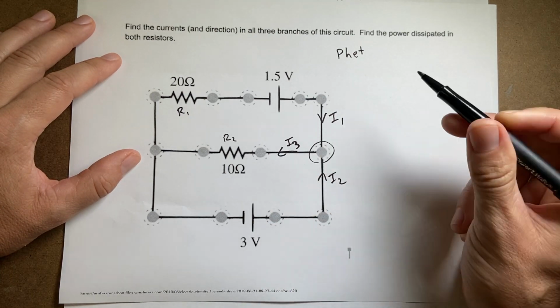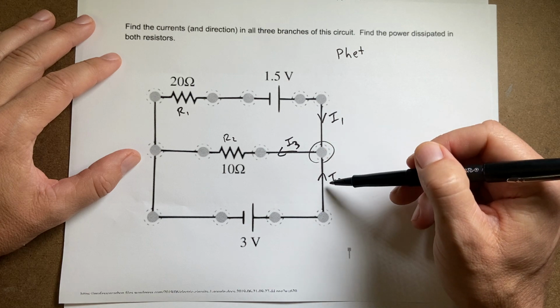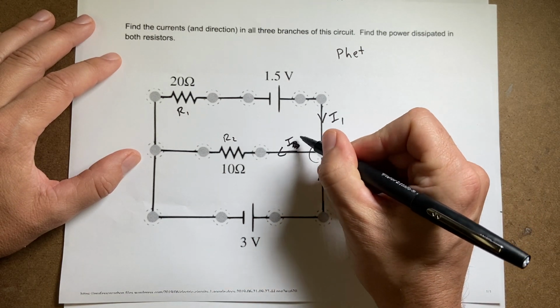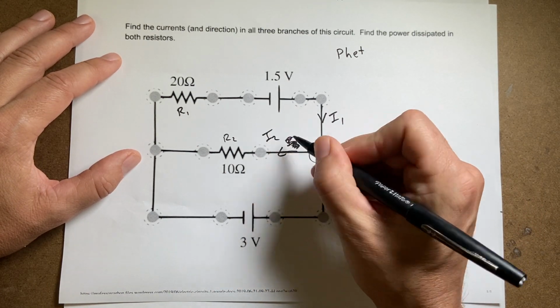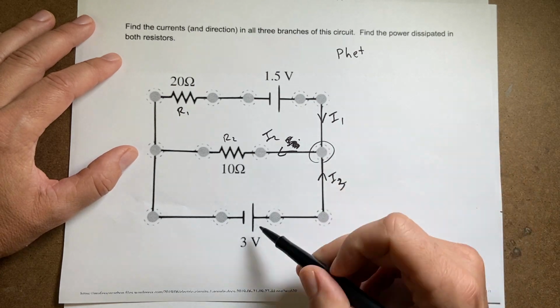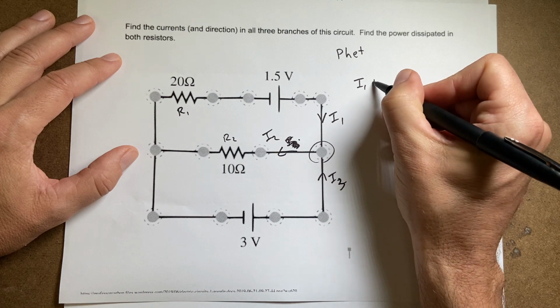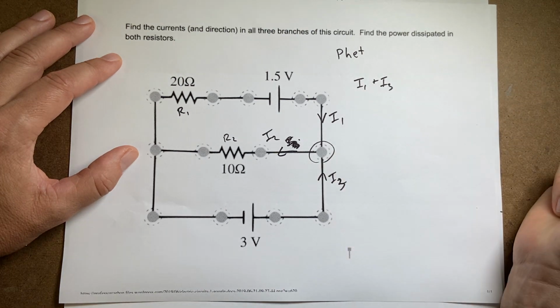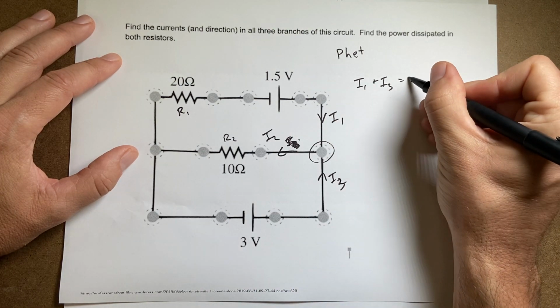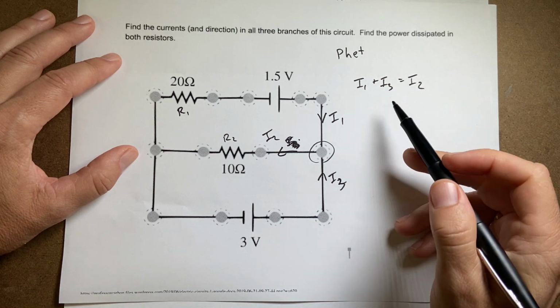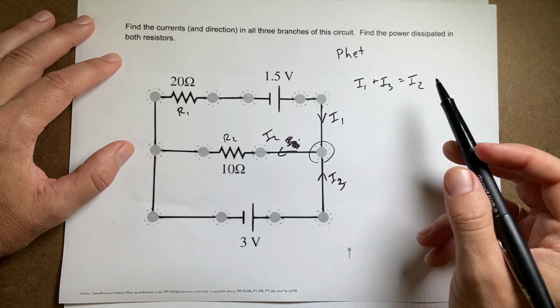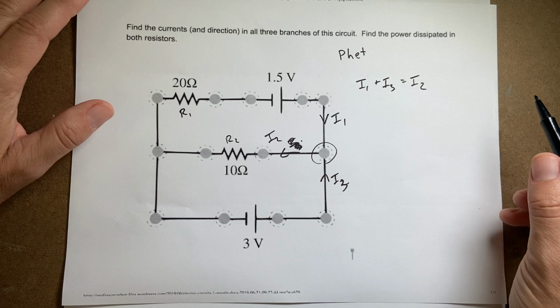So let's look at this junction. I have current I1 and, oh, that should be I2, I3. Okay, so I have current I1 plus I3 coming in, and then I have I2 going out. So those have to be equal. So that's one equation. I don't know I1, I2, or I3, but it's an equation that relates them.